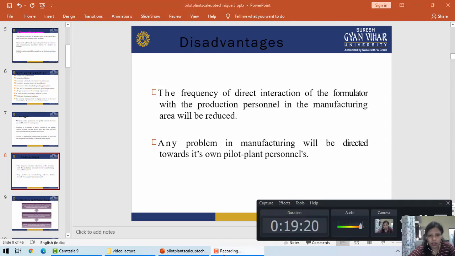Now there are some disadvantages also. The frequency of direct interaction of the formulator with the production personnel in the manufacturing area will be reduced, because there is proper, dignified space related to the different persons. So the direct interaction of the formulator and the manufacturing persons involved in the production is very difficult. Any problem in manufacturing will be directed towards its own pilot plant persons. So this is the next disadvantage of this process.